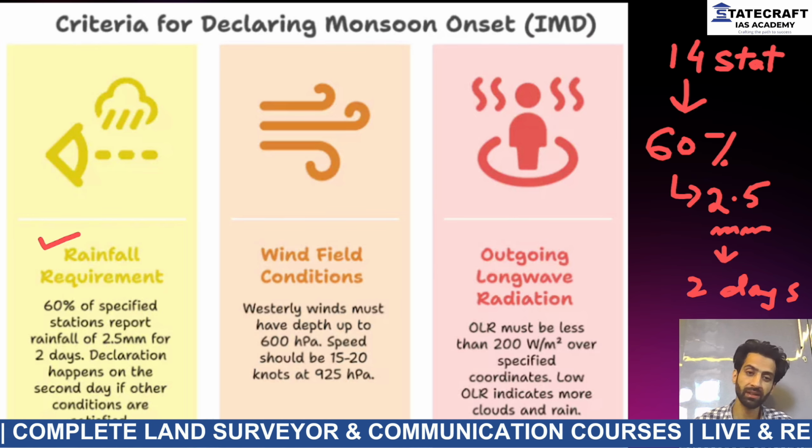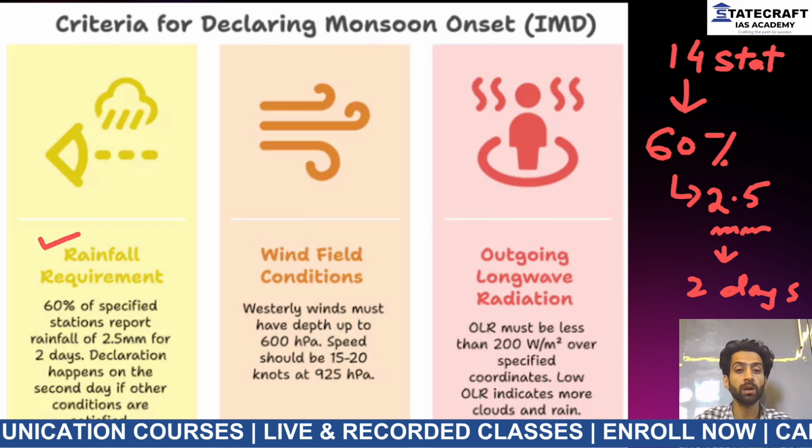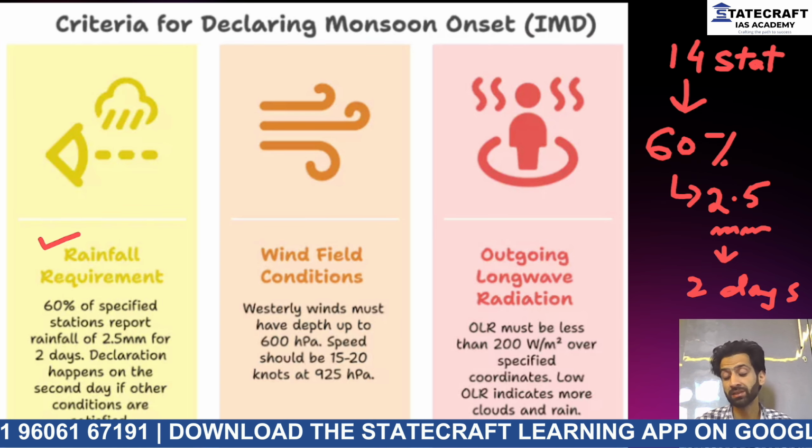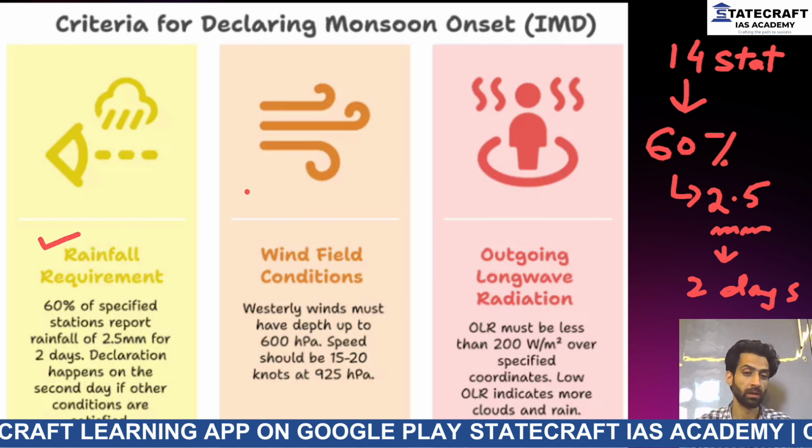That is the first criteria that needs to be taken care of while determining whether it's a monsoon rain or a normal rain. What is the second criteria? Wind. The westerly winds.